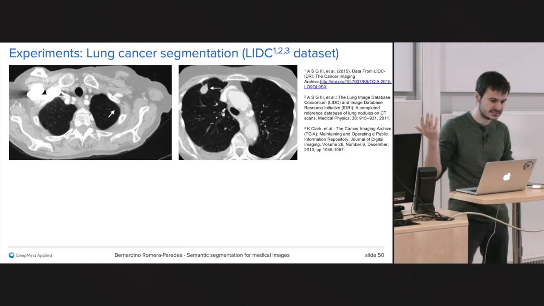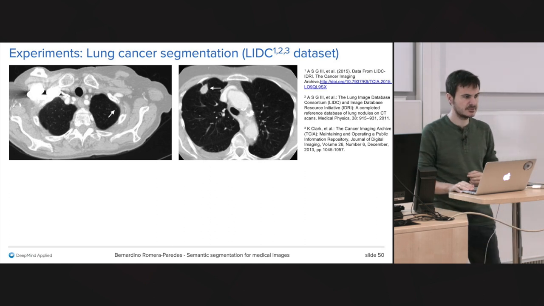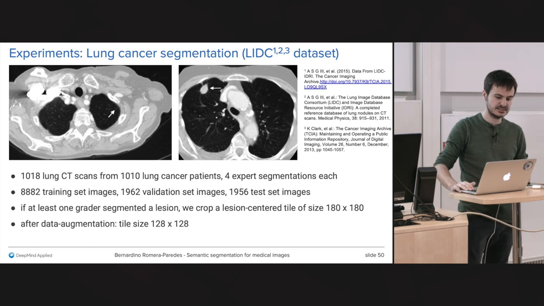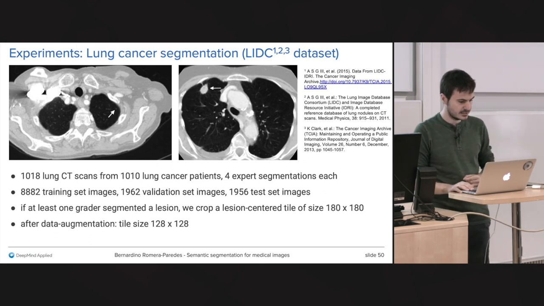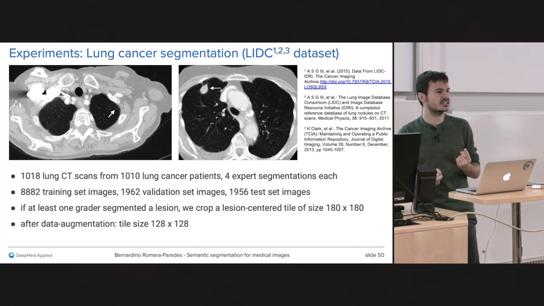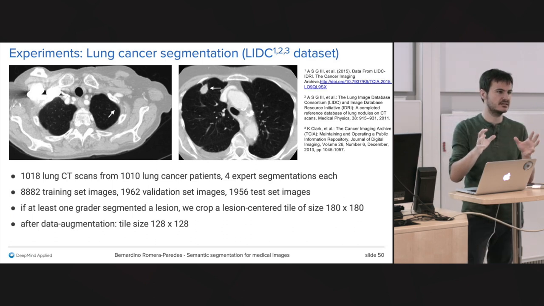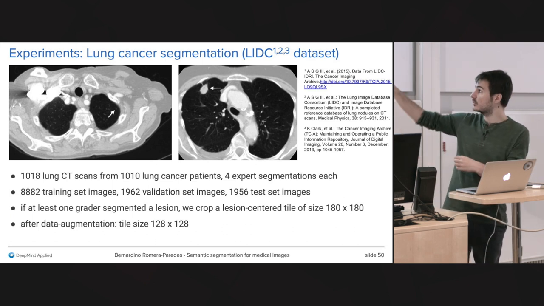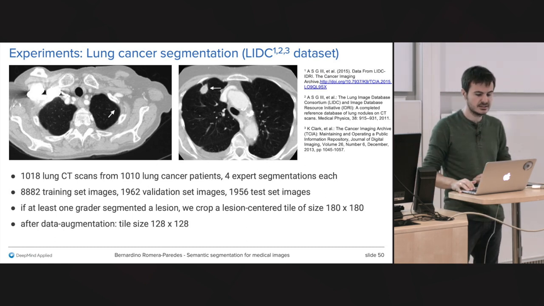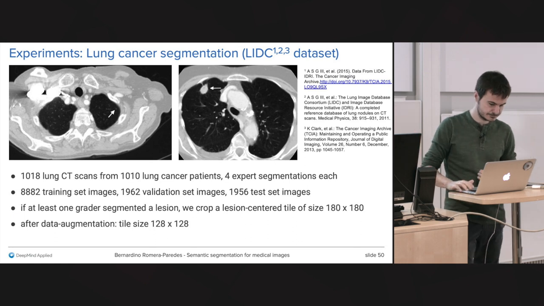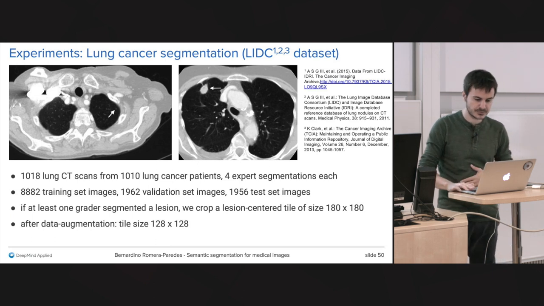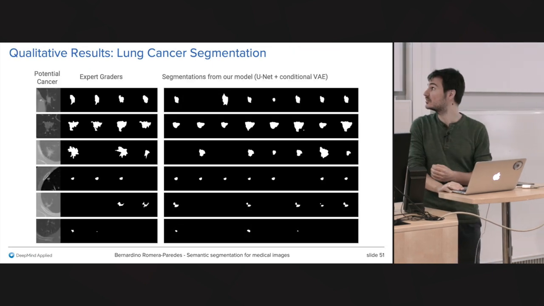So this is the data set we've been using for the first experiment. We have about 1,000 CT scans, but we cropped those regions where at least one of the experts thinks there is a lesion. By doing that, we get almost 9,000 images for the training set, 2,000 for validation, and another 2,000 for the test set. That's what I said before. The size is 128 by 128. They are pretty small. This is the slide that I mentioned before.